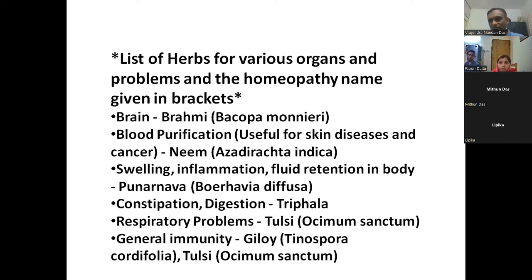Skin problem? Yeah, skin problem. Generally, if there is some rashes in the skin or something, then usually it will be because of either liver or kidney.